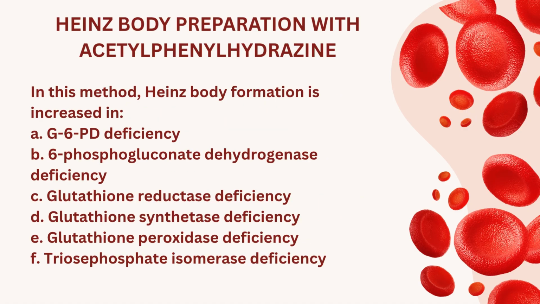In this method, Heinz body formation is increased in G6PD deficiency, 6-phosphogluconate dehydrogenase deficiency, glutathione reductase, glutathione synthetase, and glutathione peroxidase deficiency, and in triose phosphate isomerase deficiency.